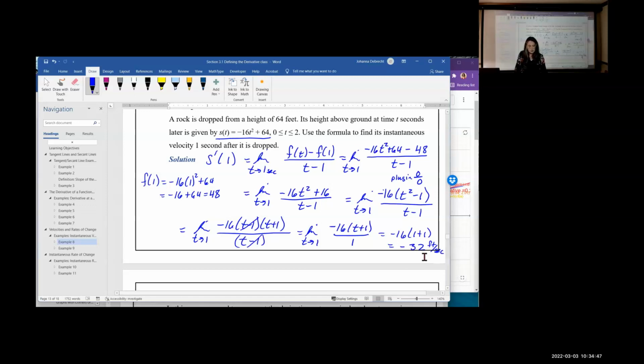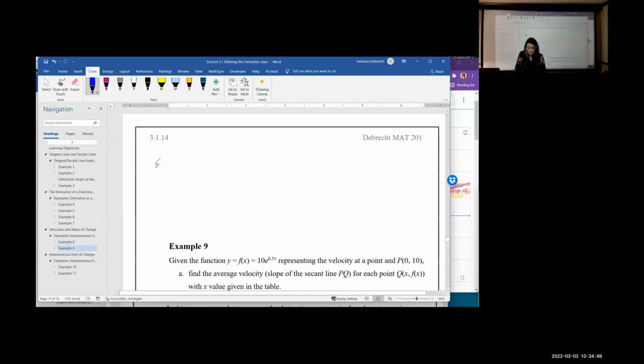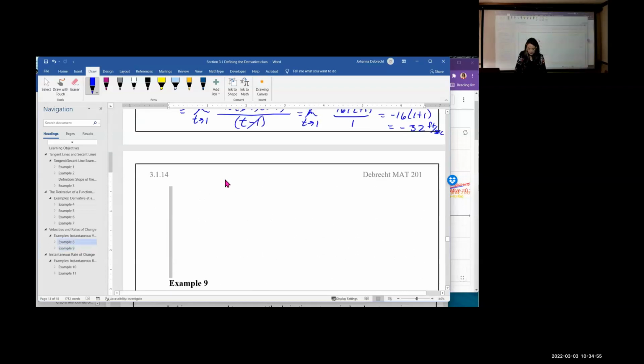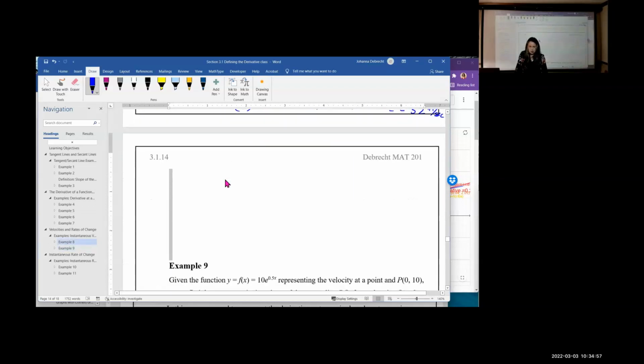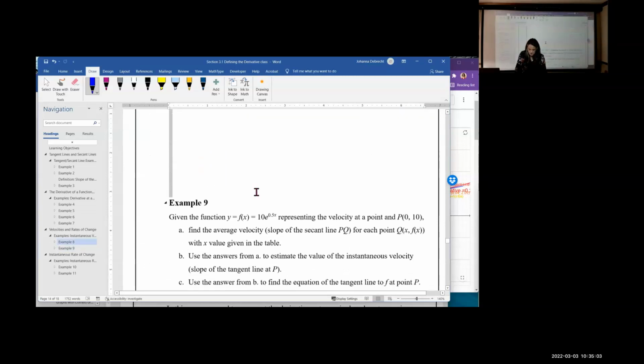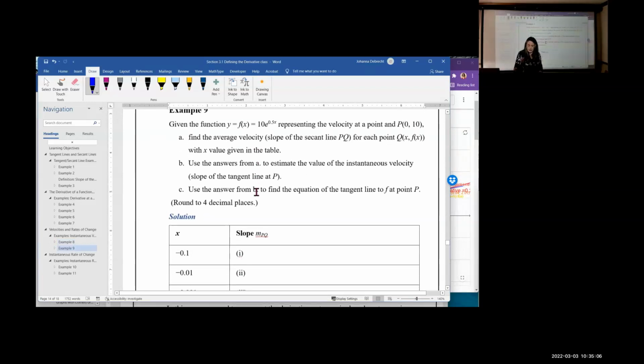All right, we have another couple of examples to do. The next one comes out of economics and business, I think. Is it the next one or the one after that? Must be the one after that. All right. So this next one has a graph of 10e to the 0.5x, representing the velocity at a point, and the point is 0, 10. And we want to find the average velocity, slope of the secant line for each point with the x value given in the table, and then use the answers to estimate the value of the instantaneous velocity.